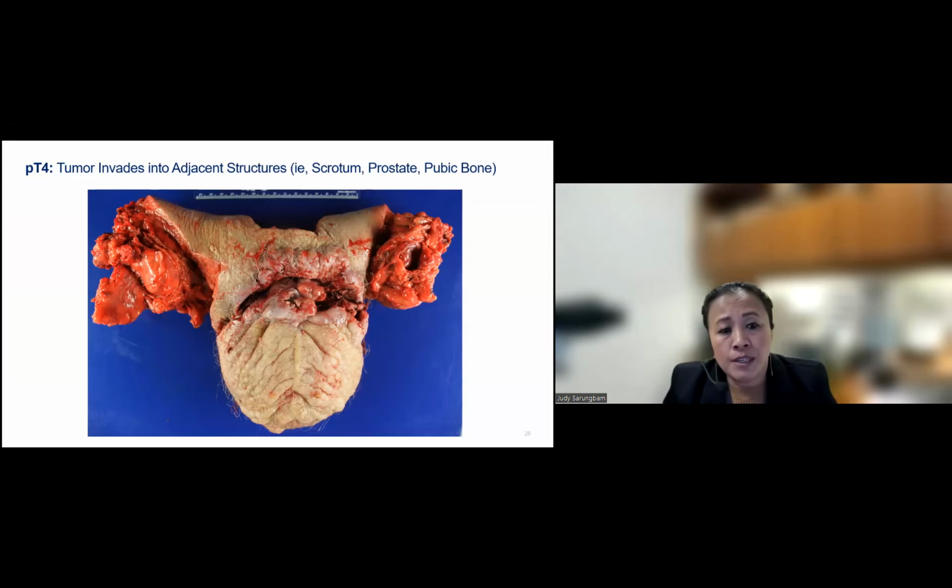Finally, PT4 tumors invade adjacent structures, for example, scrotum, prostate, and pubic bone. So this is an example of a PT4 tumor where the tumor ulcerated the whole skin of the penile area and then involved the scrotal skin.